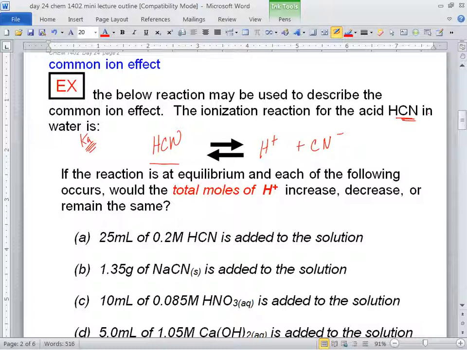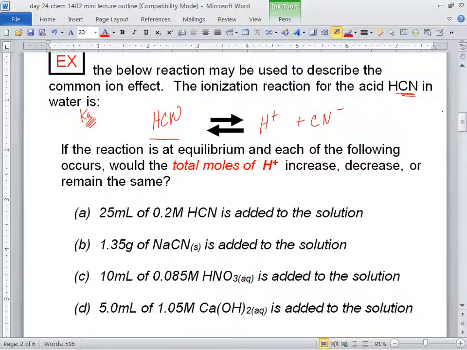Okay, so if the reaction's at equilibrium, for each of the following, does the total moles of H plus increase, decrease, or remain the same? You hardly have anything in the first place, but you add 25 mL of 0.2 molar HCN.